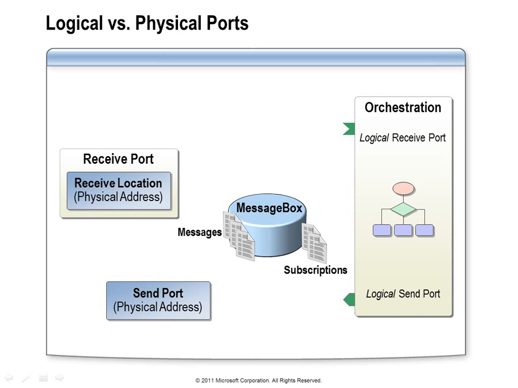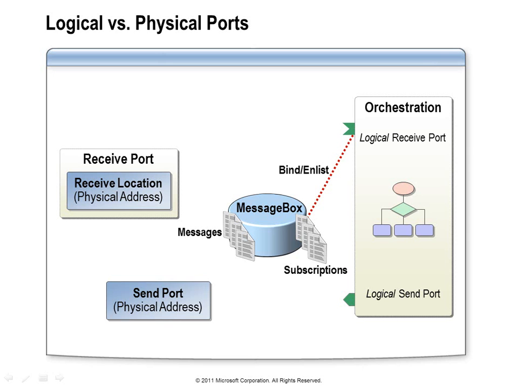When we deploy our orchestration, the BizTalk management database is aware of the orchestration as well as its logical ports. In order for our orchestration to actually receive any messages to process, it needs to have a subscription registered in the message box. What we need to do then to set up that subscription is we go into the administration console and we provide some configuration settings known as the bindings for our orchestration. In the bindings, we map each of the logical ports to a corresponding physical port.